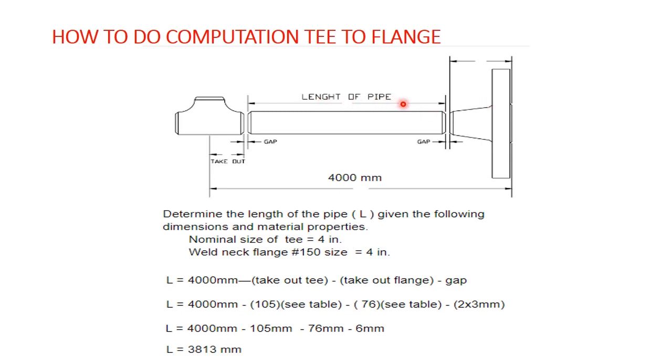Now the length of the pipe, we have to calculate from here to here. Here also a gap of 3 millimeter we will consider. This is the tee. From the center of the tee to the flange, the length is given as 4000 millimeter.